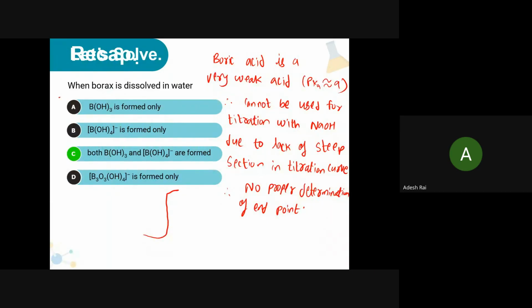Yes, children. So what you have to remember for boric acid? Tell me that there is no proper determination of endpoint. So therefore it becomes very.